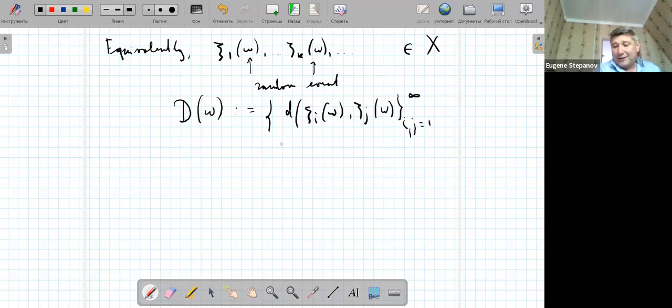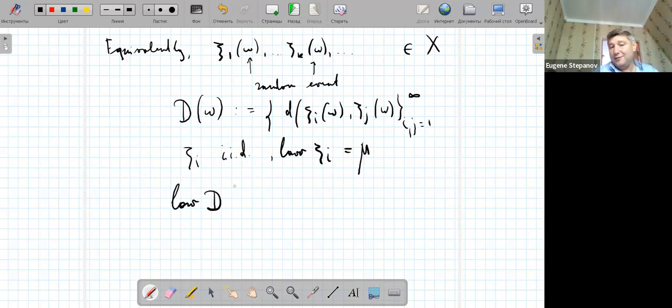And the question is as follows. If you take those psi_1, ..., psi_k, and all psi_i are IID, so they are independent with the same law, the measure mu, then actually the law of D, this distance matrix, is exactly this measure nu.